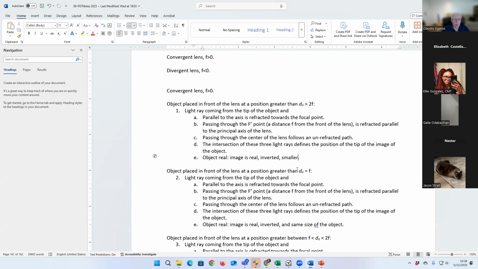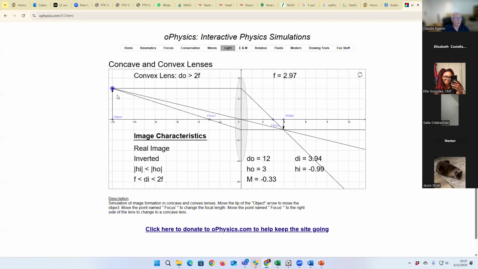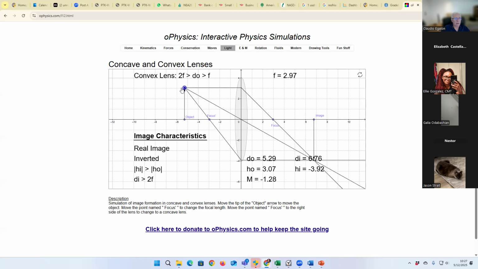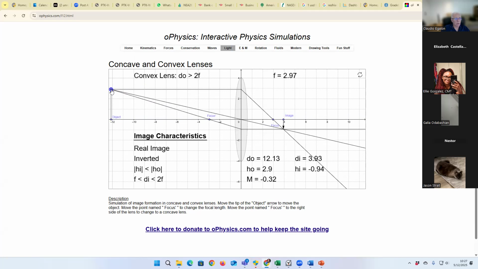Smaller, position, we're gonna put one more here. Position of the image closer to F, right? As you move the object further and further away from the lens, take a look. The position of the image gets closer and closer to the focal point. When the position of this object is very large, the image is going to be formed exactly here at the focal point.